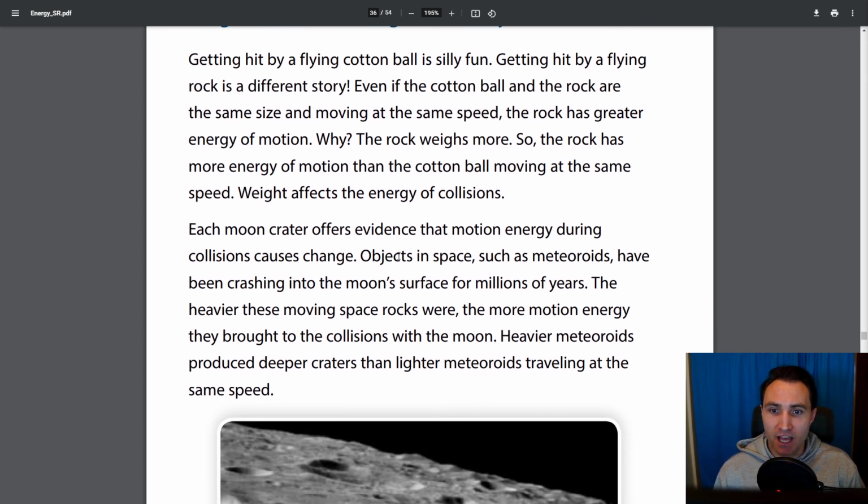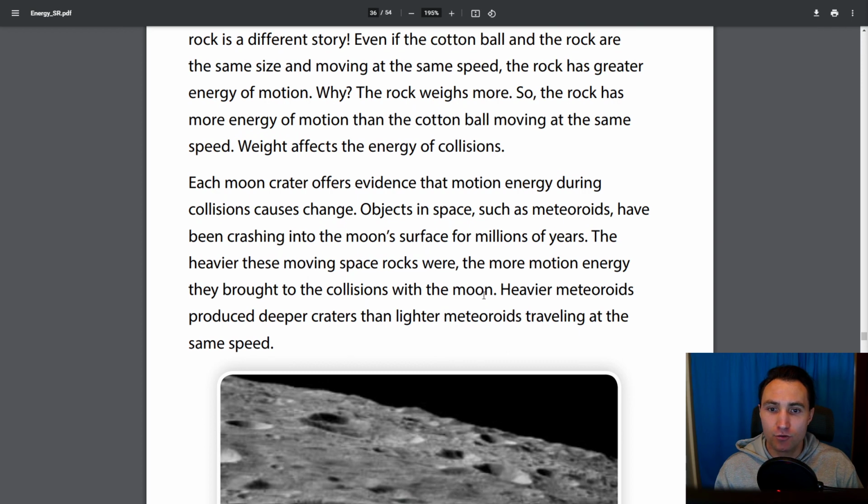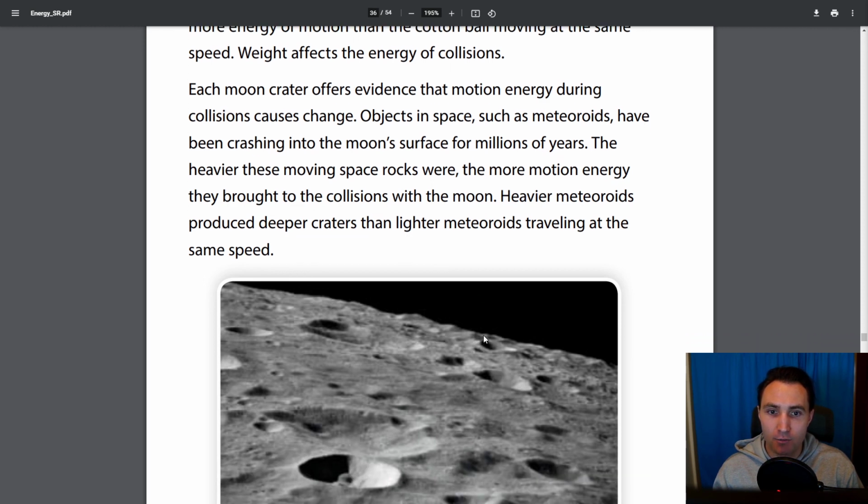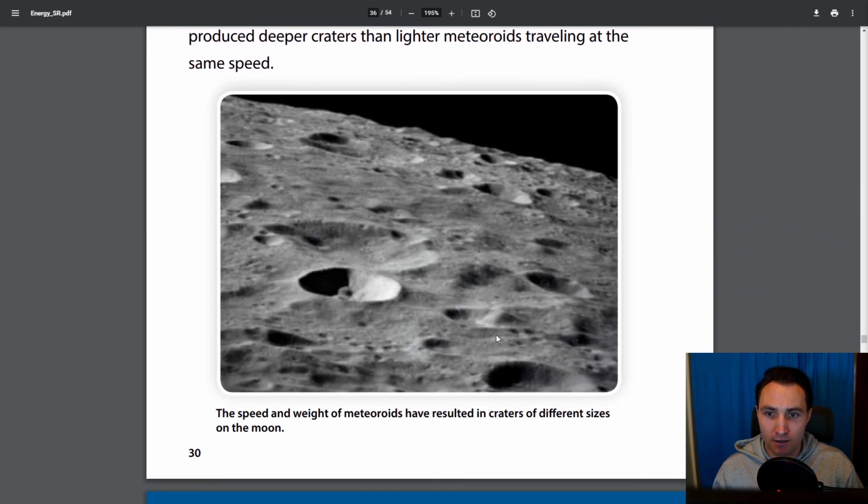Each moon crater offers evidence that motion energy during collisions causes change. Objects in space, such as meteoroids, have been crashing into the moon's surface for millions of years. The heavier these moving space rocks were, the more motion energy they brought to the collisions with the moon. Heavier meteoroids produce deeper craters than lighter meteoroids traveling at the same speed. So we can see these little ones could have been the same size of a meteoroid, but not traveling as fast, and so it barely dented the moon's surface, unlike these big craters that we're seeing as well.